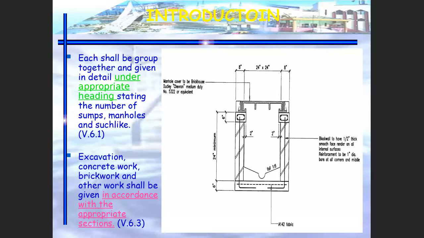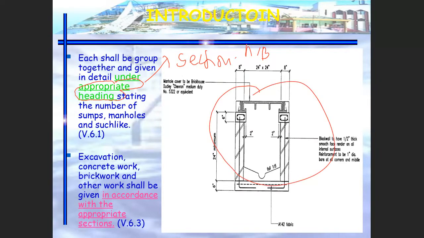Okay, so if you refer back to V.6.1, each shall be grouped together and given detail under appropriate heading. The word appropriate heading is referring to the actual section in the SMM. Section A, section B, that is appropriate heading, and according to the detail that you can see in the section view. The example given by SMM here is, if you find there are excavation, what clause we have to refer? Section D. Concrete work, section F. Brick work, section G. Let's say plaster work, section S. So that is the meaning of under appropriate heading.